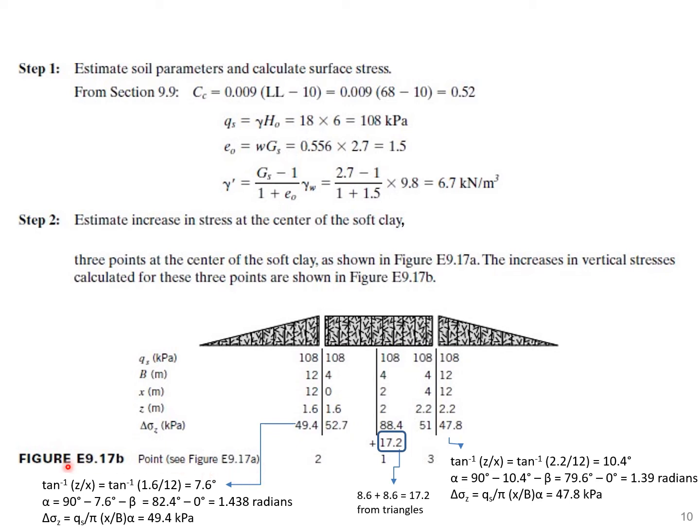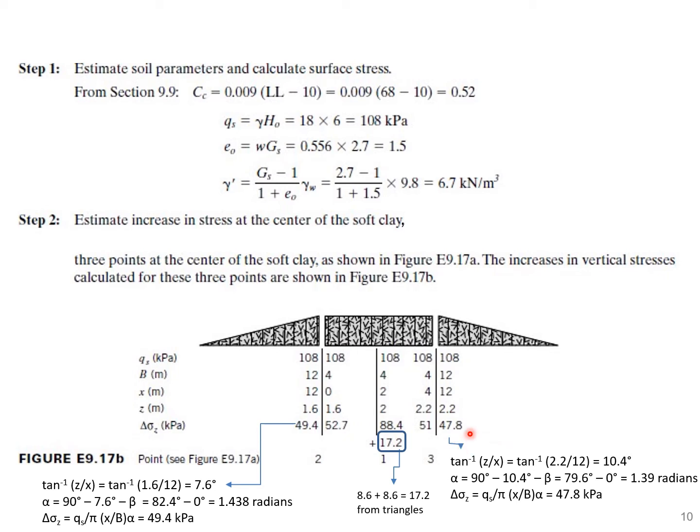Some calculations are given. Tangent inverse z over x, that is equal to 7.6 degrees. So alpha angle that I showed on the figure that I showed earlier, that is 90 minus 7.6 minus beta, and the beta is 0 over here. So when you convert that angle into radians, it is 1.438 radians. So delta sigma z, that is qs over pi into x over b into alpha, and that is coming 49.4 kPa. So that's why you can see it is written over here.